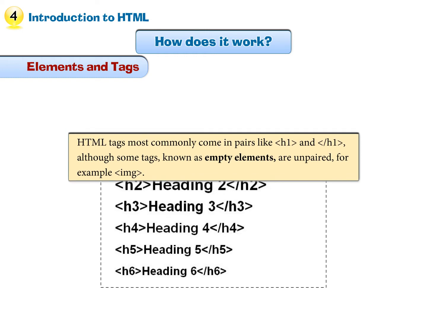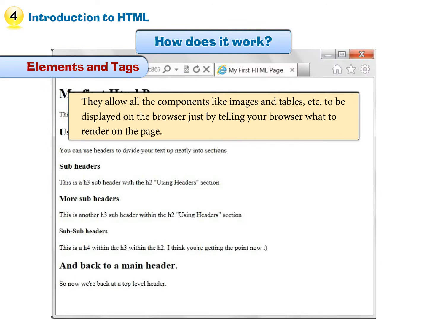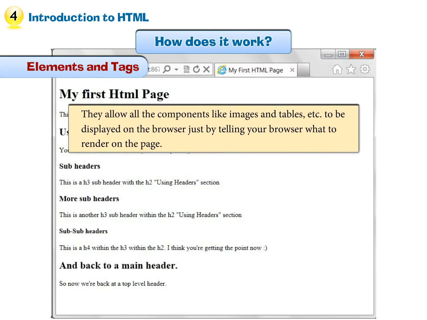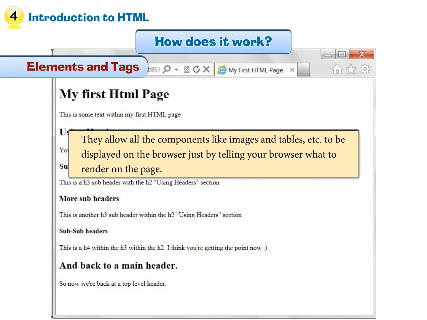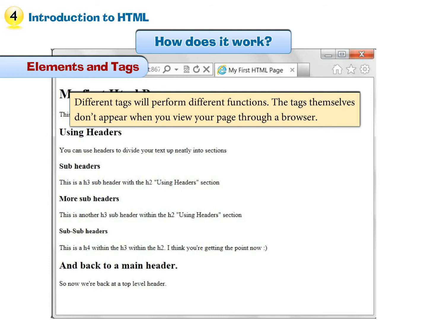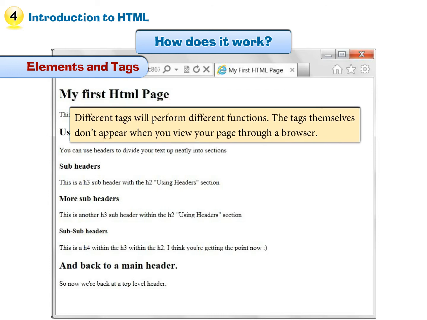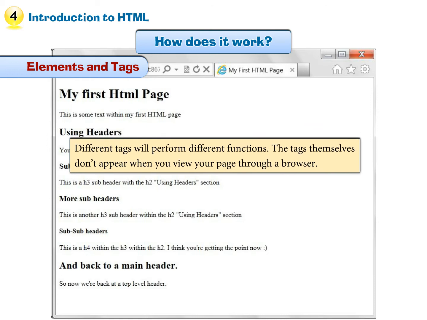For example, <img>. They allow all the components like images and tables, etc. to be displayed on the browser just by telling your browser what to render on the page. Different tags will perform different functions. The tags themselves don't appear when you view your page through a browser.